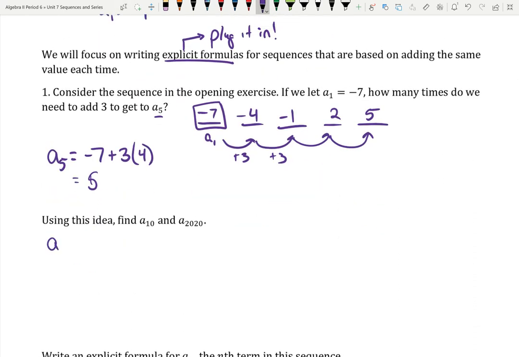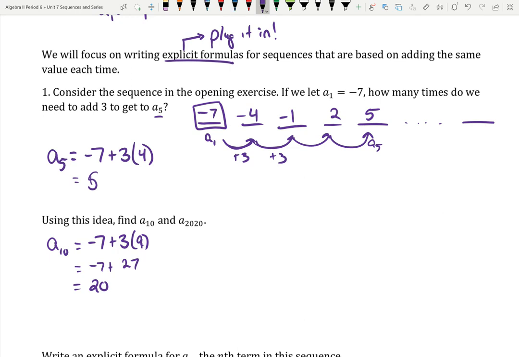So using this idea, let's get to a sub 10, the 10th term. So let's start at home base of -7. I keep adding 3, but how many jumps is it going to take me to get to the 10th term? It took me 4 jumps to get to the 5th term. It's only going to take me 9 jumps to get to the 10th term. -7 plus 27 is 20. So the 10th term in this list of numbers, if you sat there and kept doing +3, +3, +3, the 10th number in that list would be 20.